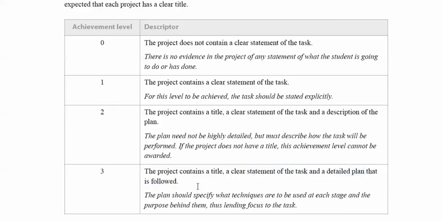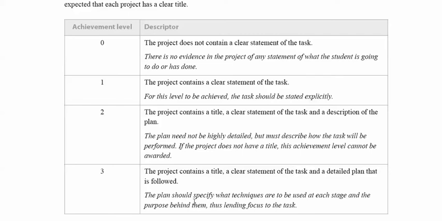Okay, so what it means by that is just, have a clear title for your project. Think about what you are investigating, and write that in the introduction. What are you investigating? How are you going to do it? That will give you 2 marks if you just include those things here. But the way to get 3 marks is to be specific. So if you have a title and a statement of a task, what you're investigating, and a plan of how you're going to investigate it, you want to be detailed.